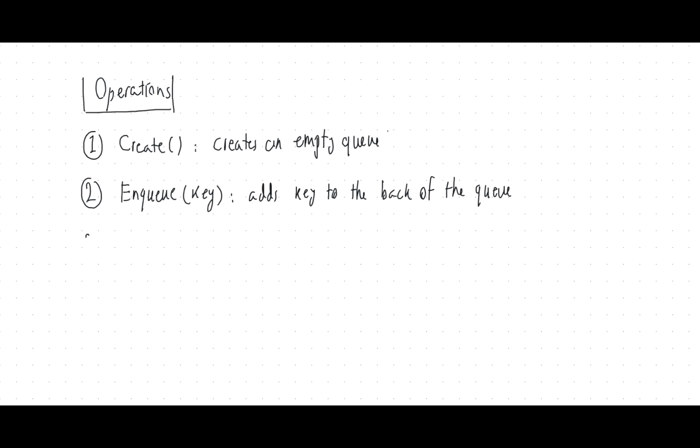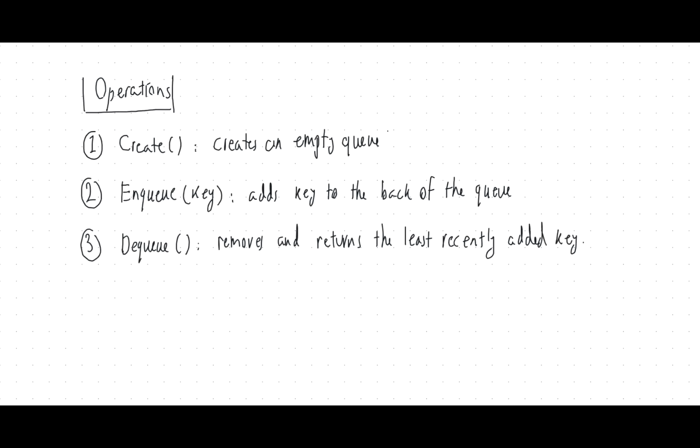And then we had pop, and in the context of queues, sometimes that's called DQ. So DQ removes and returns, remember, first in, first out, right? It removes and returns the element that was added to the queue least recently, right? So the least recently added key, the key that has been there the longest. So first in, first out.